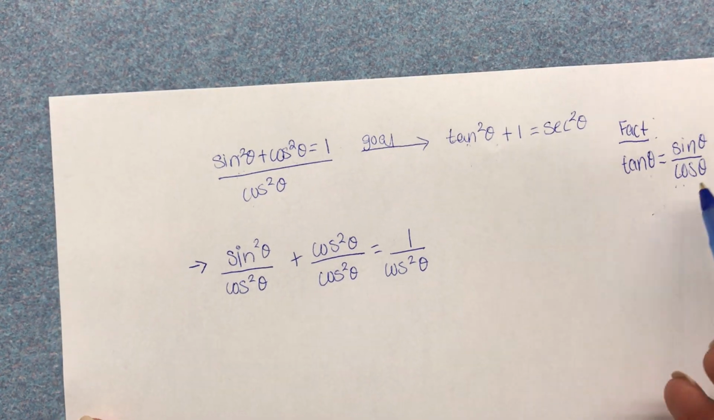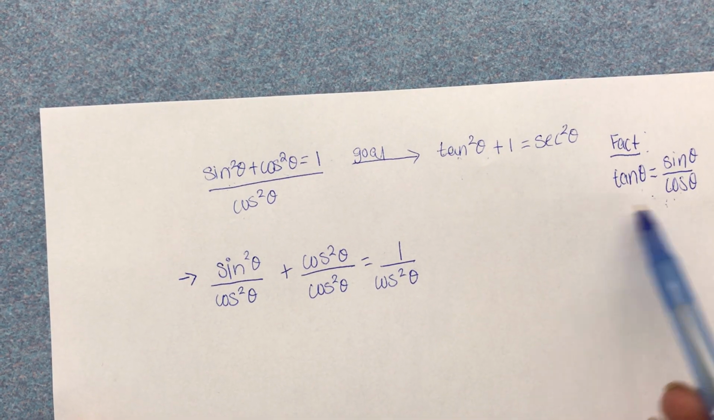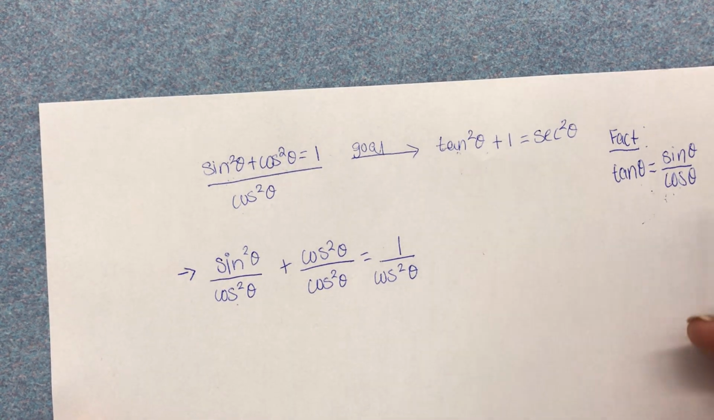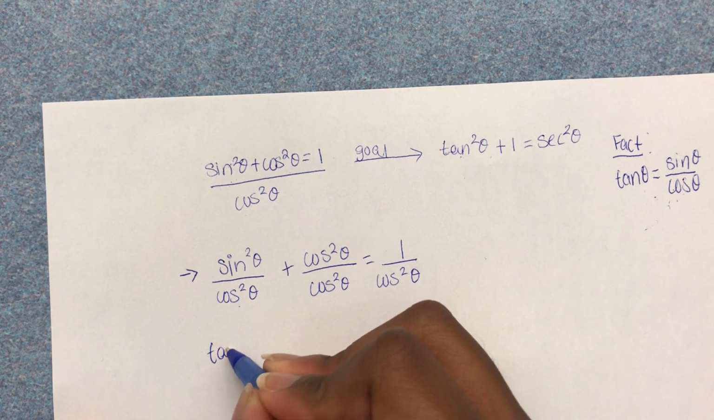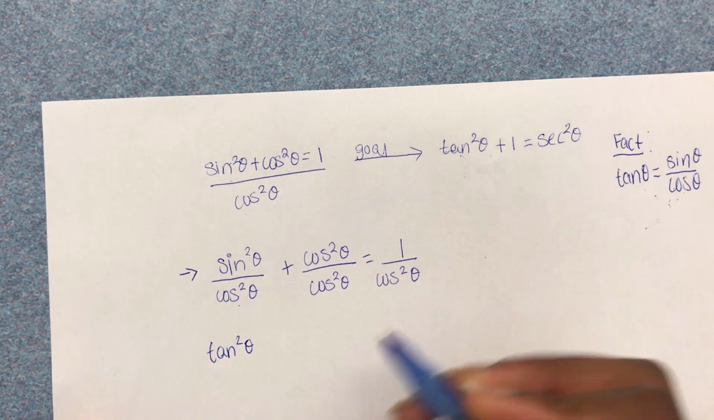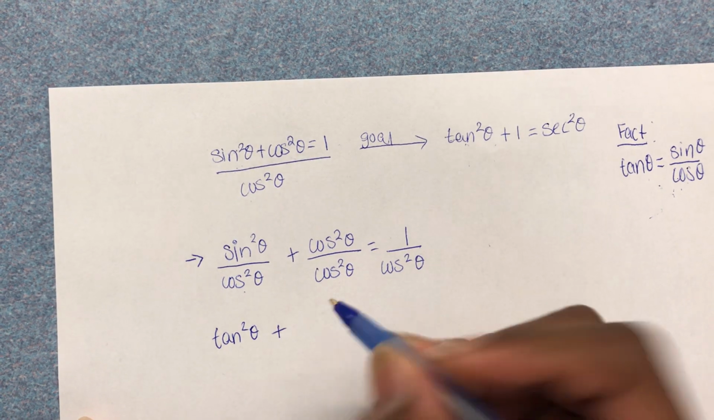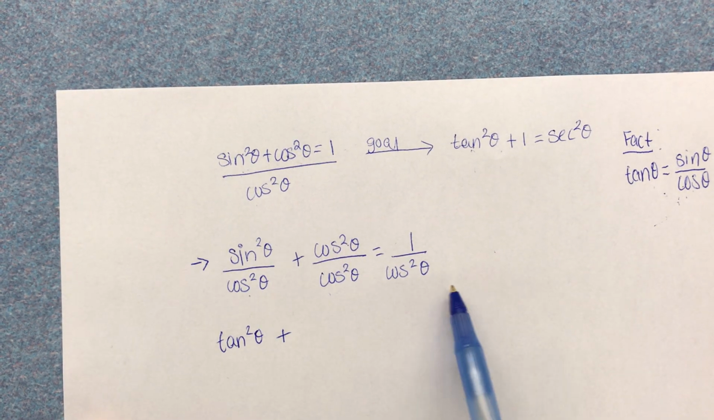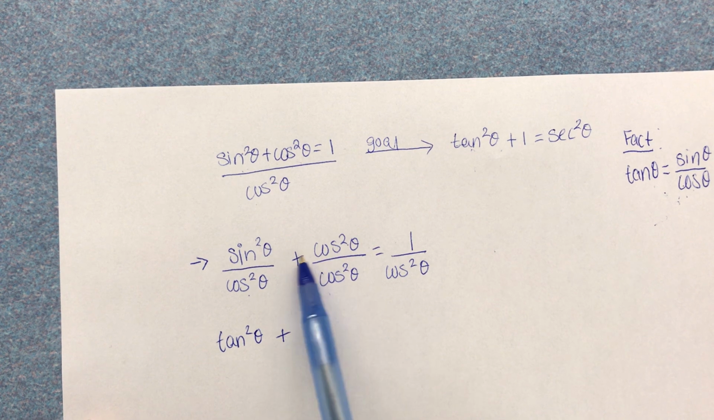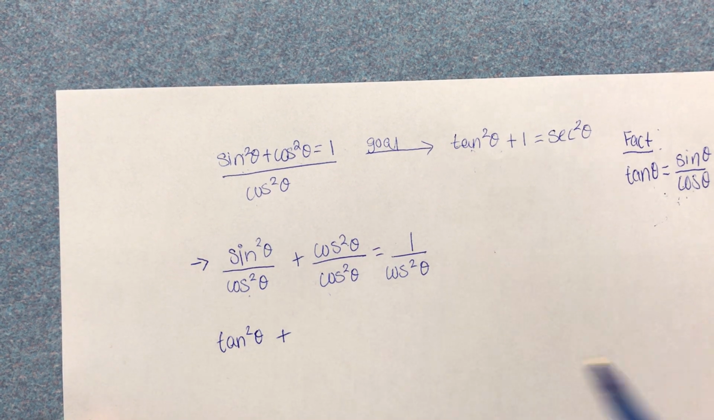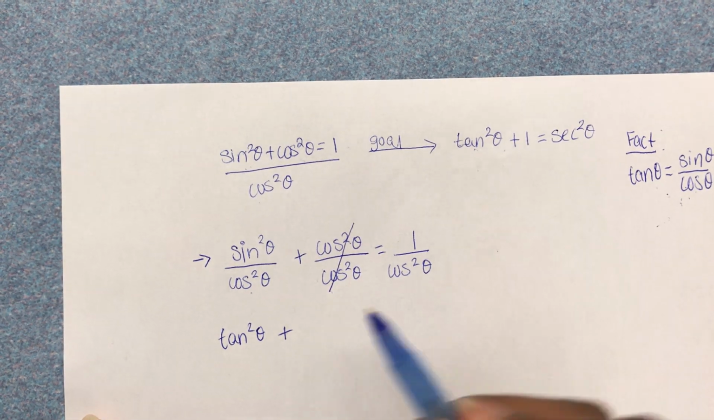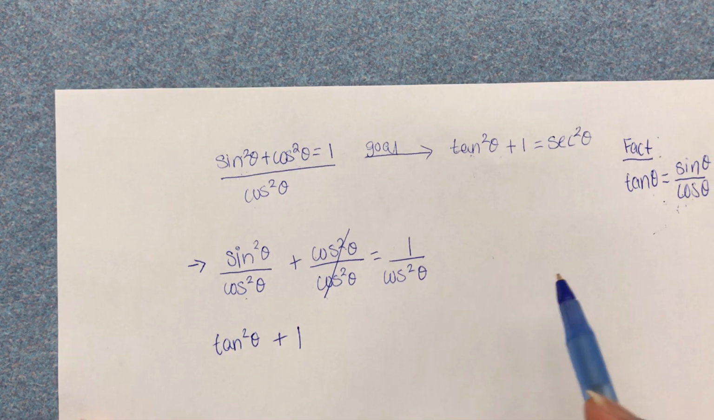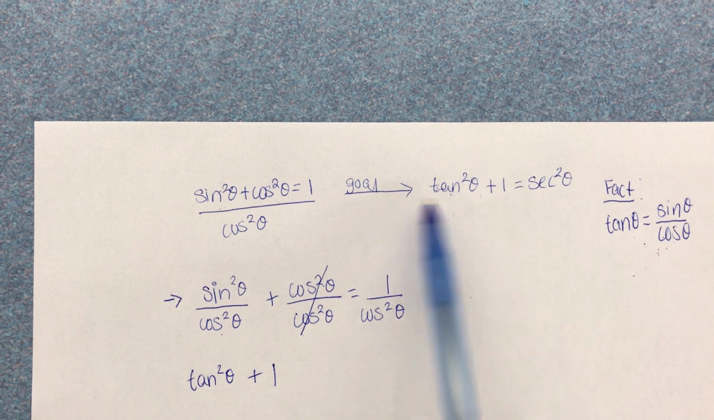So now we can apply this fact that we already know from earlier in the video to this fraction, which then turns into tan of theta squared. Then we know that anything divided by itself is always 1, and that does not change with trigonometric functions. So we can cancel that out because it's just 1, because it's itself divided by itself, so plus 1. So we already have the first part of the equation.